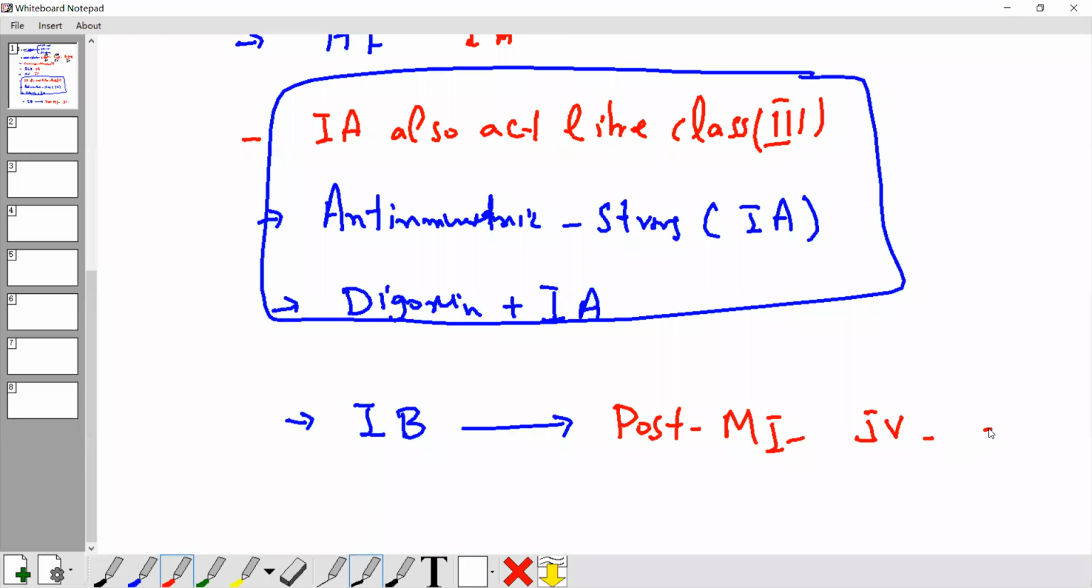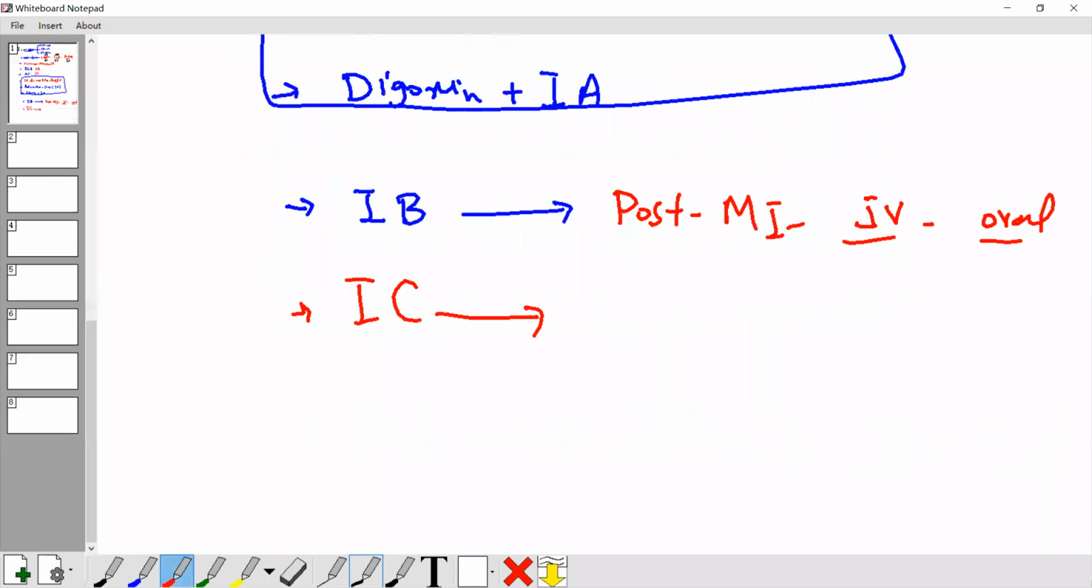IV 1B and oral 1B: mexiletine and lidocaine. Okay, last one, 1C. Anything special about 1C? 1C is very strong. It's your last line. Never go first, second, third like this. Your last line for arrhythmia. If arrhythmia is not controlled by other drugs, we have class 1, class 2, class 3, class 4, so then at last you can go for 1C.